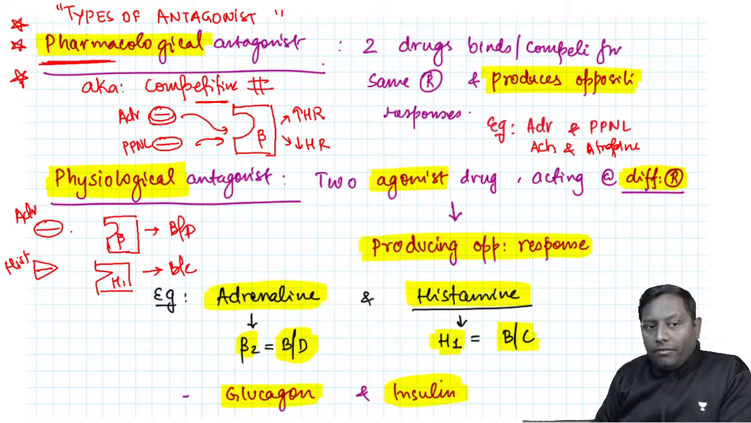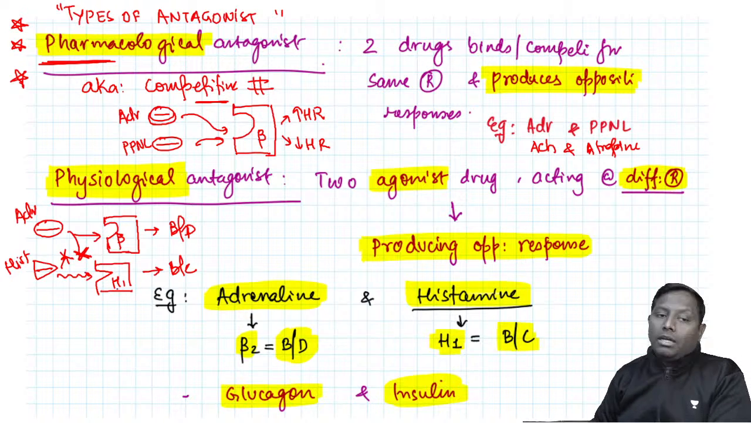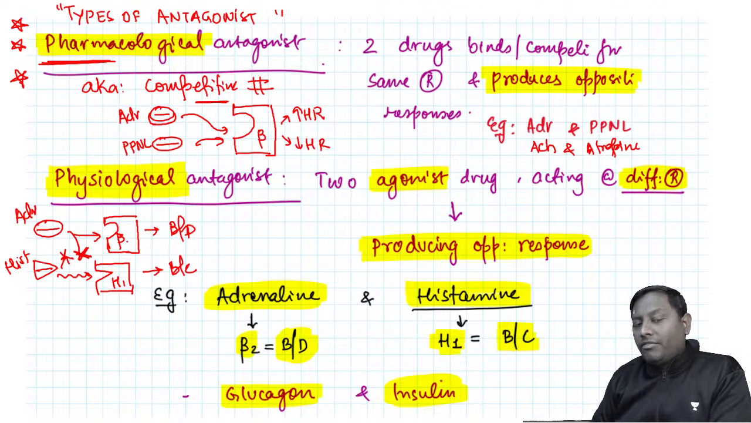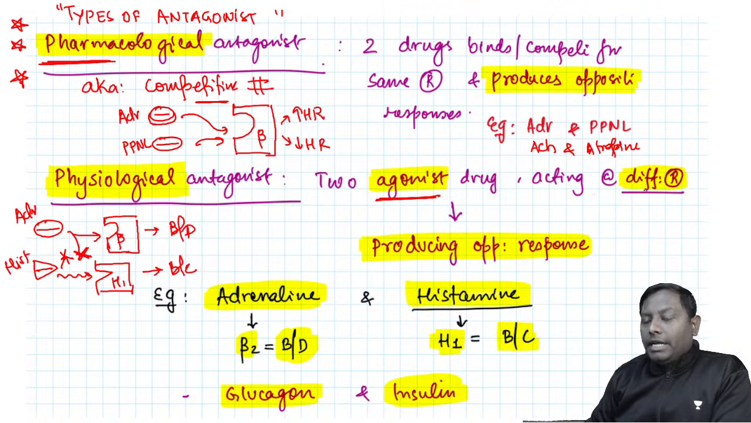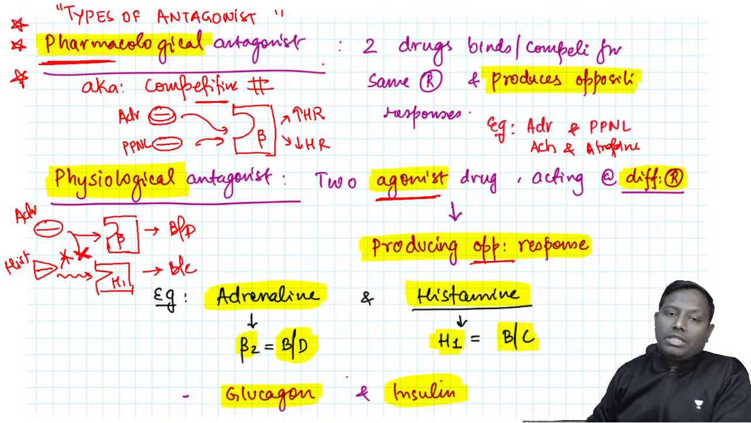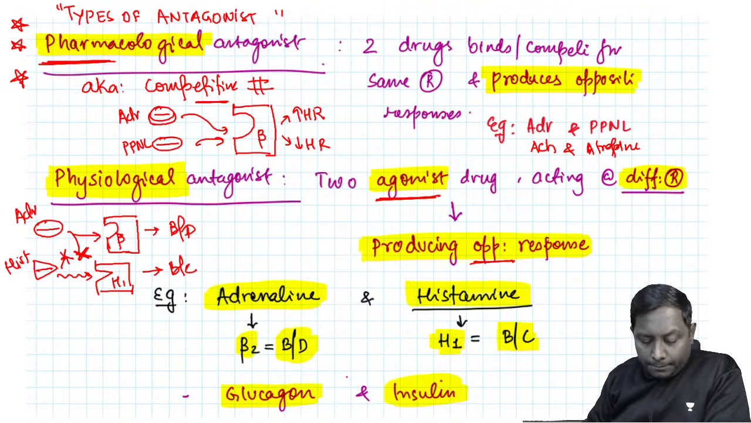See, adrenaline will never go and compete for the H1. No, it will always and always go here. It will never come here. Likewise, histamine will never go up. No, it will always and always bind at the H1 receptor. Histamine does not have any affinity for beta receptor. Okay? So histamine acting on the H1 receptor causing bronchoconstriction is a very classical example of physiological antagonist. Two agonists, very important term, binding at a different site but producing opposite response like adrenaline and histamine, right? And glucagon and insulin. Insulin causes hypoglycemia, glucagon causes hyperglycemia. They are two agonists. They will be acting at a different site and producing opposite responses, right?